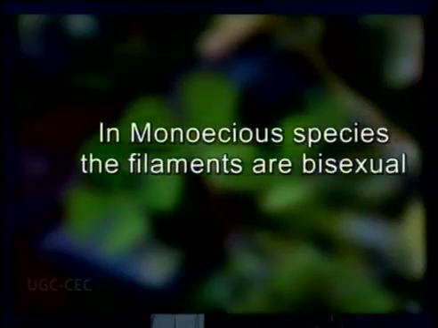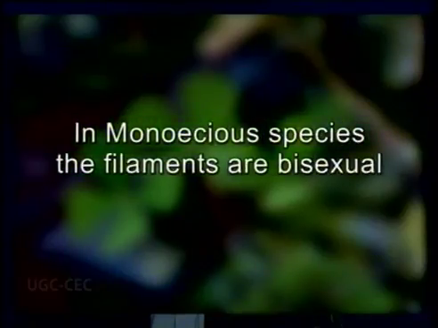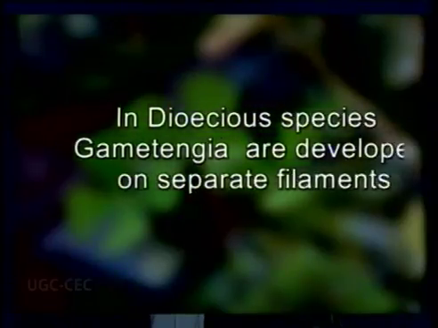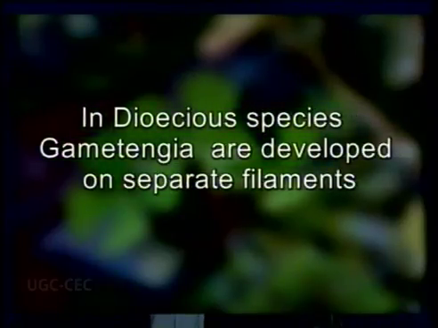The macrandrous species may be monoecious or dioecious. In monoecious species, both antheridia and oogonia are developed on the same filament. That means the filaments are bisexual. Whereas in dioecious species, the male and female gametangia, or antheridia and oogonia, are developed on separate filaments.